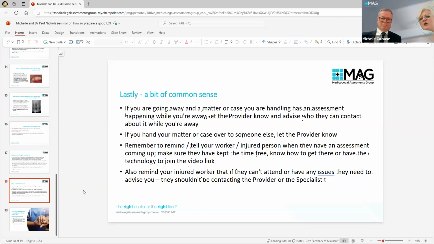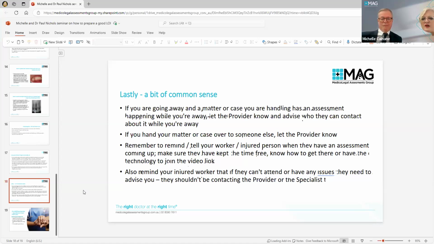I know that we send reminder emails out to you, and it should be up to the lawyer or case manager to forward that information on and keep your client in the loop. Exactly, yeah, very good. You should also remind your injured worker or claimant or client that if they have any issues about the appointment, they need to contact you. They need to go back to you and say, I don't think I can attend. I need this rescheduled. The provider can't reschedule an appointment without your approval.